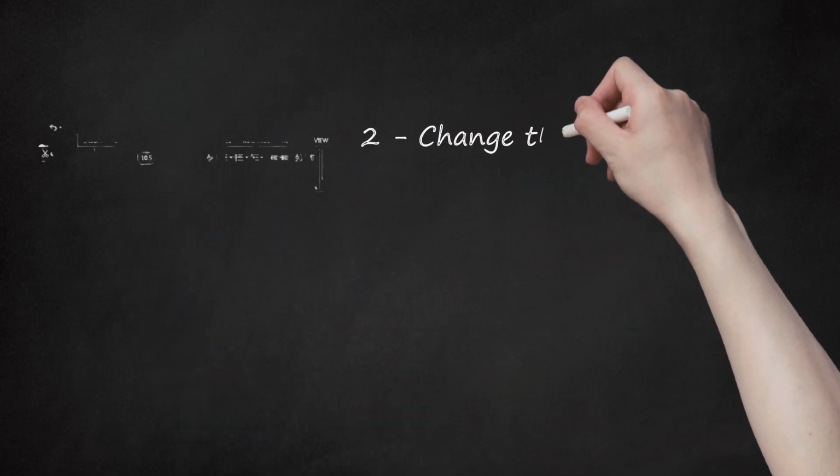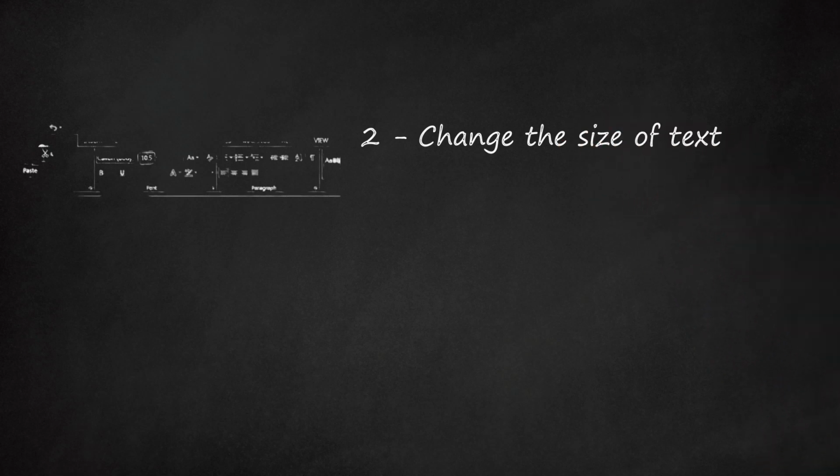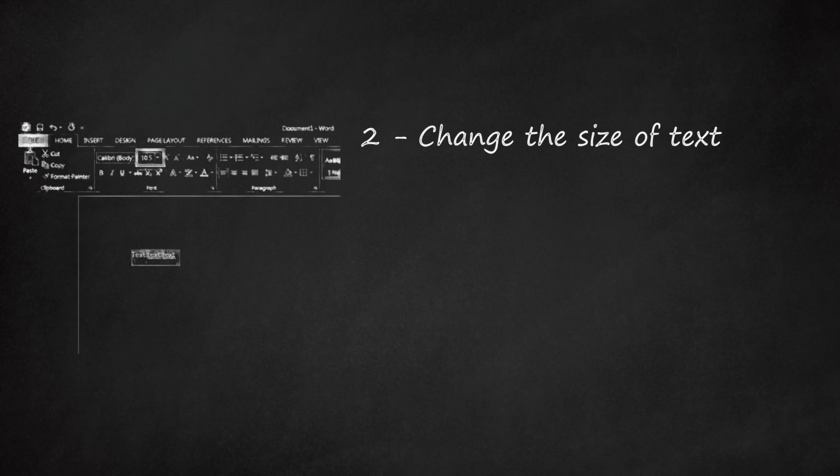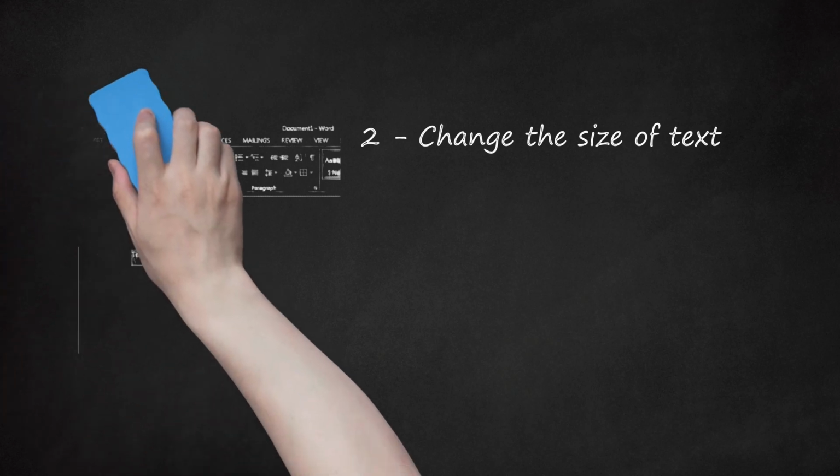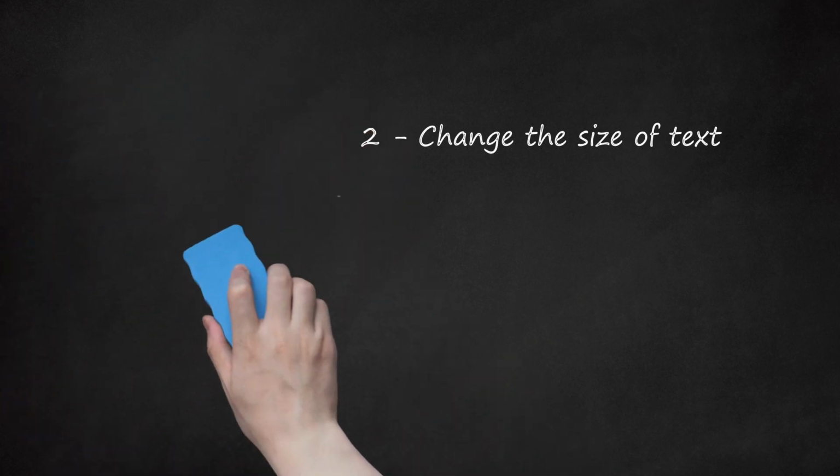2. Change the size of text. Select the text you want to change. In the formatting toolbar, type or select a point size in the font size box. For example, type 10.5.